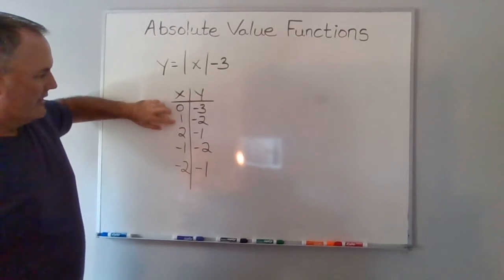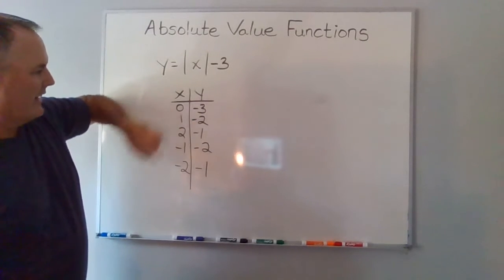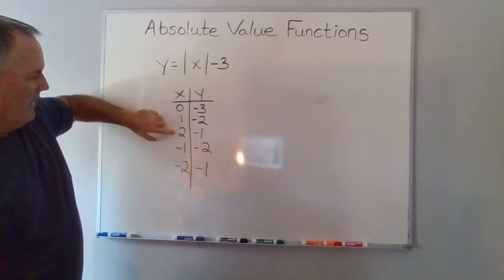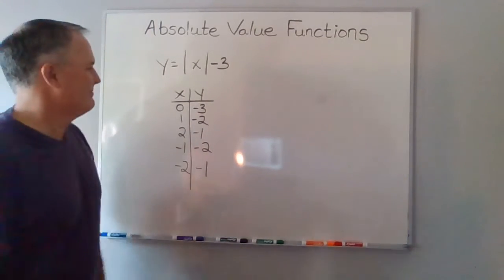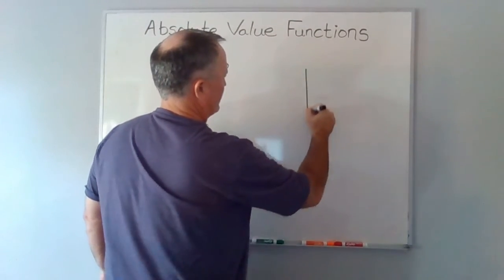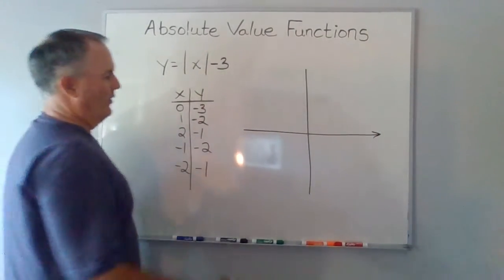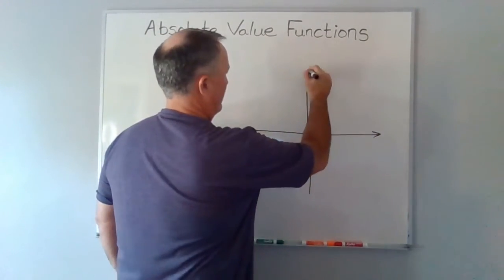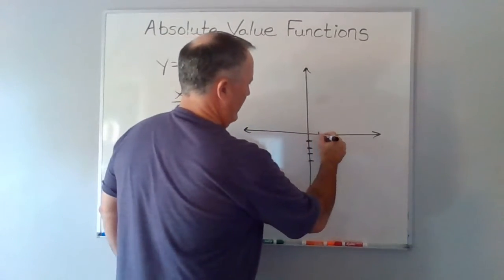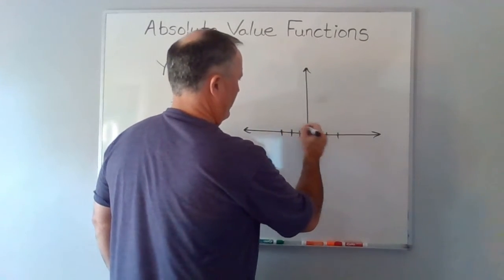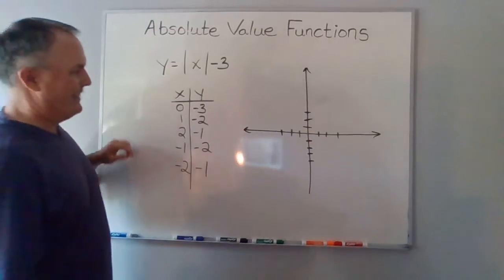All right, if you really notice, if I plug in a 1 or a -1, I'm always going to get negative 2 in this case. If I plug in a 2 or a negative 2, I always get negative 1. All right, so let's graph this. So now it's 0, negative 3. 1, 2, 3, 4. Put a couple on each side. 1, 2, 3. 1, 2, 3. All right, so here's my graph. My starting point is 0, negative 3.